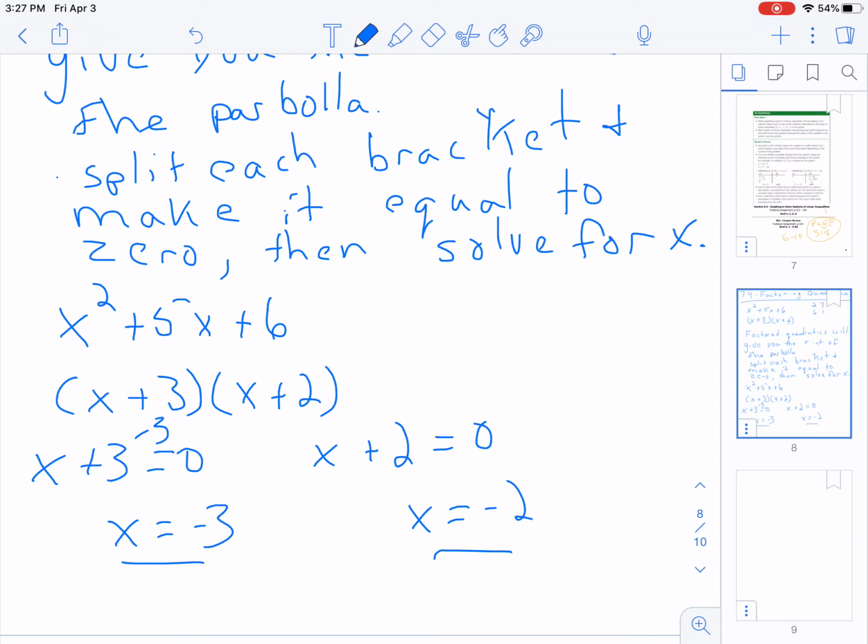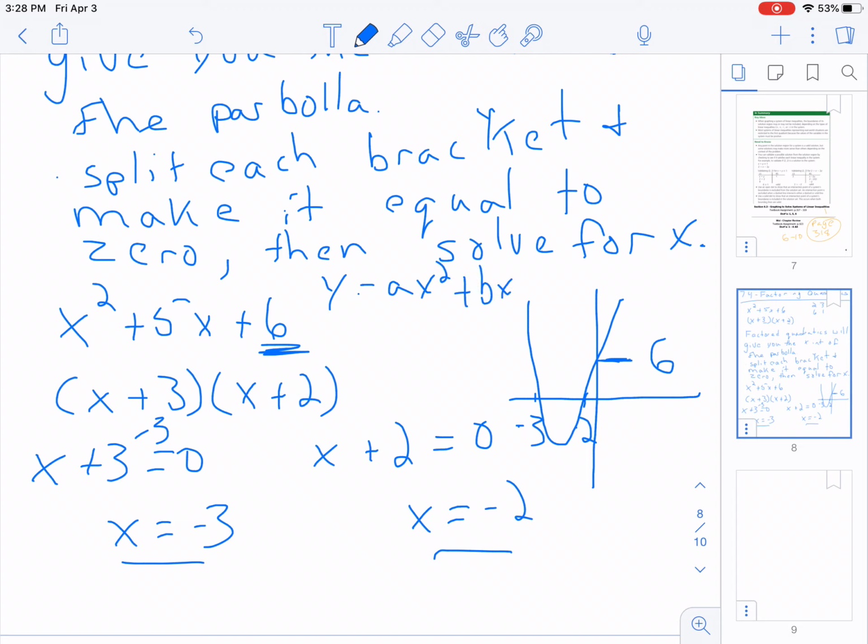Okay? So what that means is I have a parabola at minus 3 and minus 2. It looks like this. And I can actually tell you my y-intercept, where it crosses the y-axis. That's going to be at 6. Remember, if I have it written in standard form, ax squared plus bx plus c, your c value is always your y-intercept. So you can make a drawing of your graph quite easily.